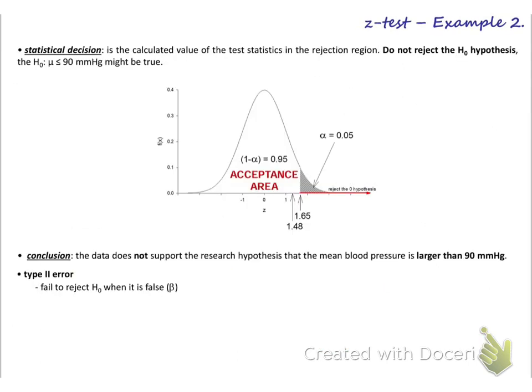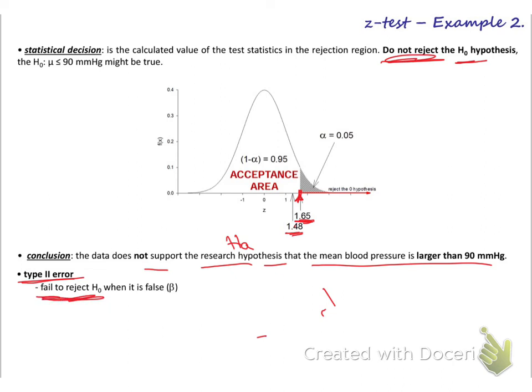Here, just as a confirmation, he said at 99. So here 1.65, which we get from the Z from the graph from alpha, and this is the Z calculated. So Z calculated is before that. The conclusion is that the data does not support the research hypothesis, does not support HA, because H naught is valid now, because it doesn't reject the H naught hypothesis. And we can copy this from the question: the research hypothesis that the mean blood pressure is larger than 90 mm Hg. So this is a type 2 error because it failed to reject H naught.